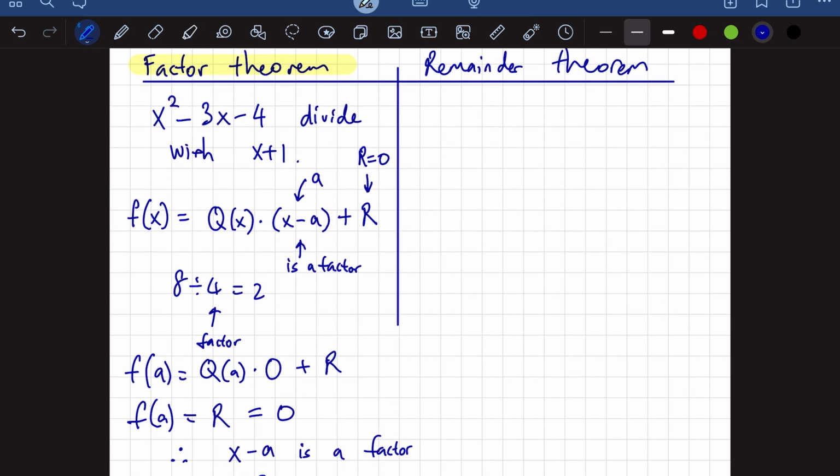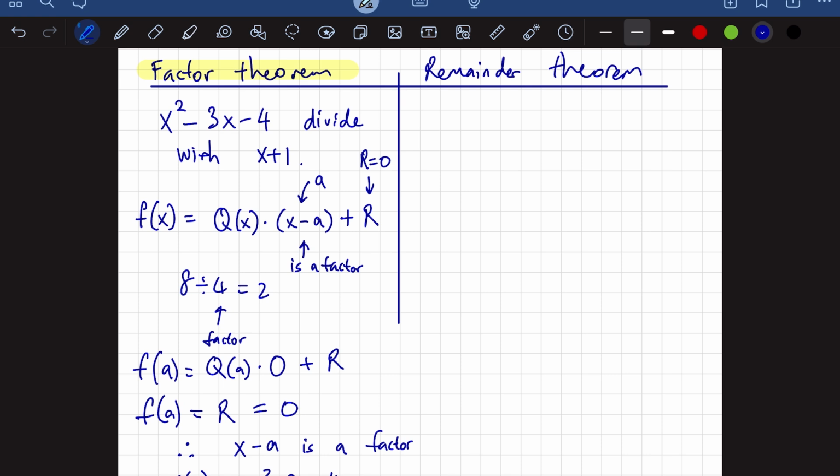Now let's apply the same concept to remainder theorem. The difference is that for remainder theorem, your remainder will not be 0. That means the divisor is not really a factor of the polynomial. So let's try the same example, x squared minus 3x minus 4, but this time around, I'm going to divide that by x minus 3. The whole process of remainder theorem is to help me find the remainder. So what is the remainder?